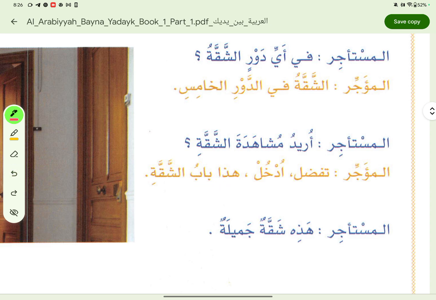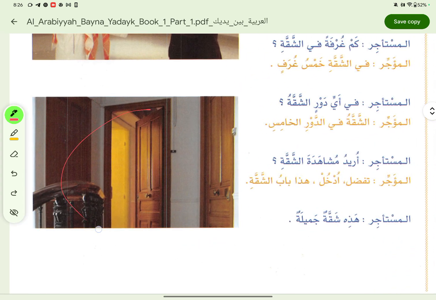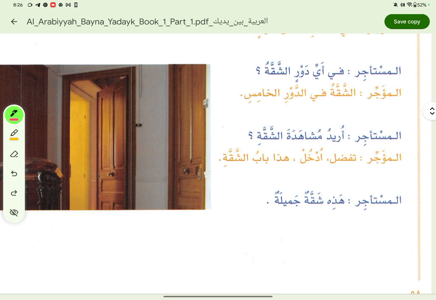Bab al-shaqqa, which means the door of the shaqqa. And I'll go to the picture so you can see it. Look at that. Udkhul hadha bab al-shaqqa. And then the mustajir, the person who rents, says هذه شقة جميلة. This is a beautiful shaqqa.